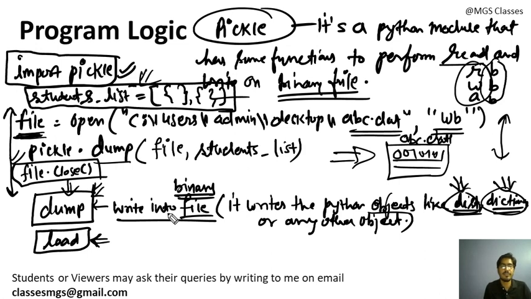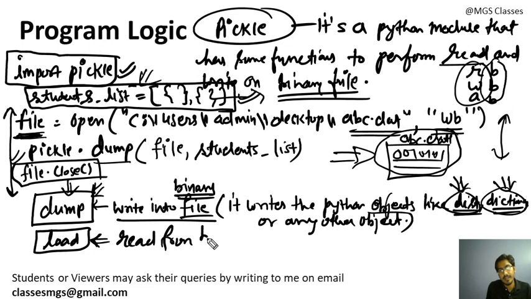If you want to read the data from the binary file that we have created, abc.dat, if you have created it and you want to read the list object that we have stored in the binary file, you can use the load method to read from the binary file. To read from the binary file, you will use this load method.